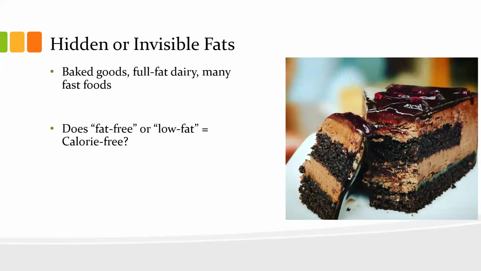So, what do we mean by hidden or invisible fats? Lots of foods contain hidden fats, like baked goods, for example. Usually, they are made using full fat dairy products. Fast food is going to have a lot of these hidden fats. And so it's really essential, if you can, to read your labels correctly and understand that just because something might say fat free or low fat doesn't mean that it's calorie free. Remember, there are other ways to get calories in foods.